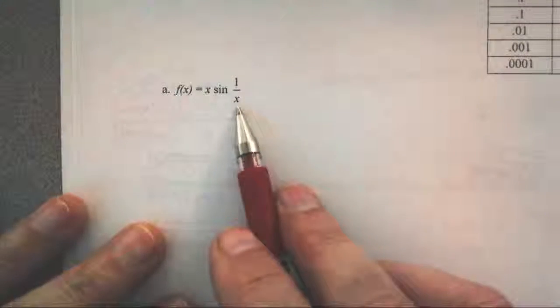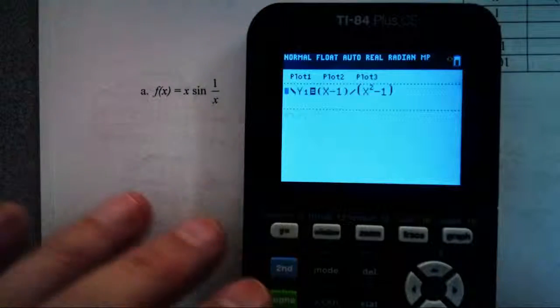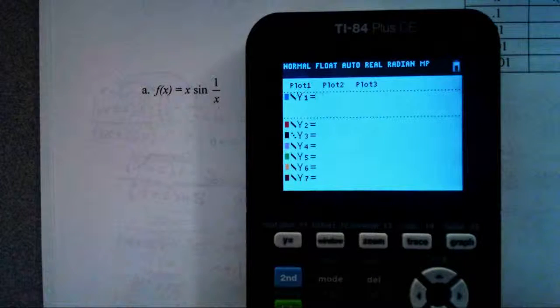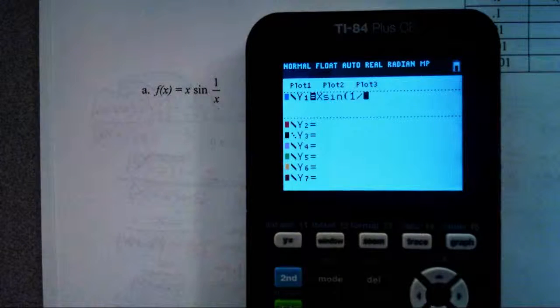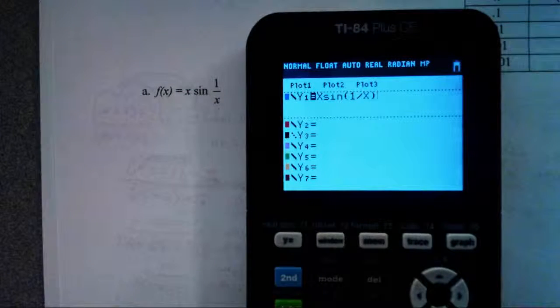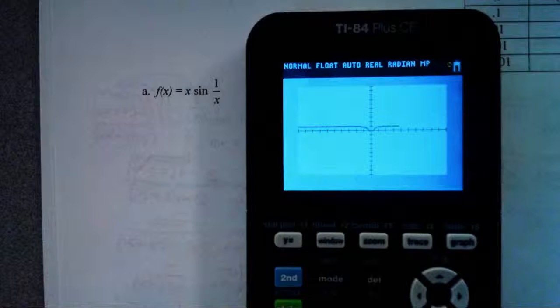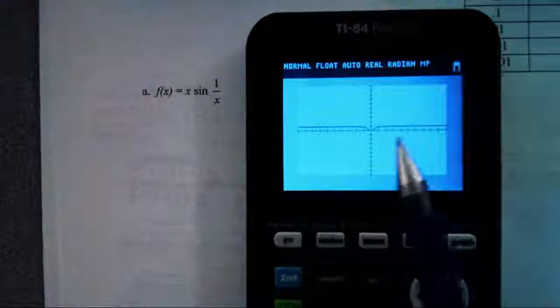Okay. Let's go ahead and get x times sine of 1/x in our calculators to zoom standard. Let's graph this guy. Make sure you're in radians as well. This is kind of a cool function. It's a whole lot of boring. Again, if yours doesn't look like this, first place you should look, make sure you're in radians. Whole lot of boring until I get close in around 0.